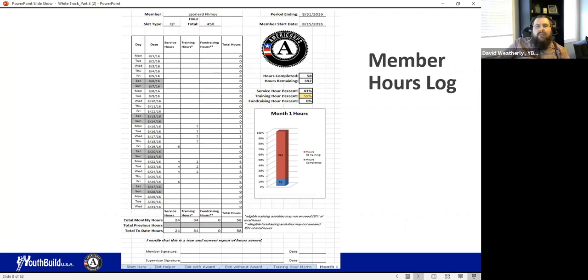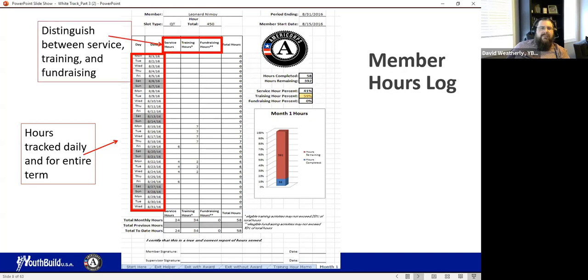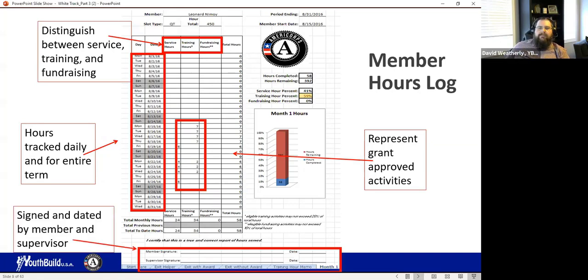So there's a lot going on here, and let's talk through the different elements on here. The first thing is you have to make sure that you're tracking your hours every day. So there's a place on here for the daily tracking of member hours. You also need to distinguish between service, training, and fundraising. So we have those three categories there so that you can track those hours, and put those hours into grant approved activities. So if you're doing something that's on YouthBuild time, you wouldn't put it on this hour log per se, because it wouldn't be related to their AmeriCorps hours.